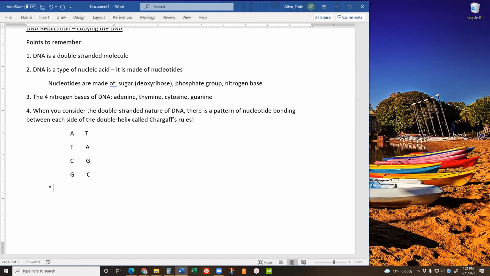It's important to appreciate that A and T are connected by 2 hydrogen bonds, and C and G are connected by 3 hydrogen bonds. Any questions so far?